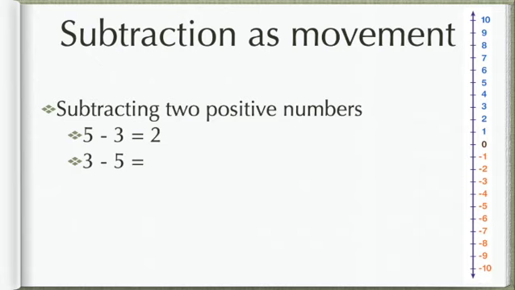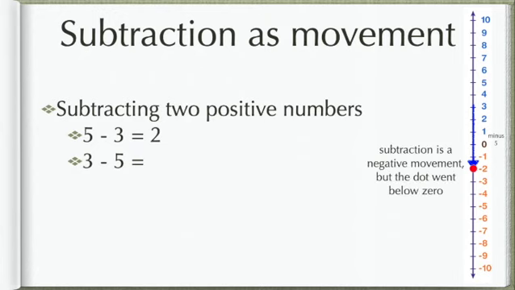If I switch them and I have 3 minus 5, again, subtraction is a negative movement, but I'm starting at 3, and this time I'm going to go down 5 spaces. So 3 minus 5 goes down to negative 2. Subtraction is a negative movement, but this time the dot went below 0, thus my answer is negative.